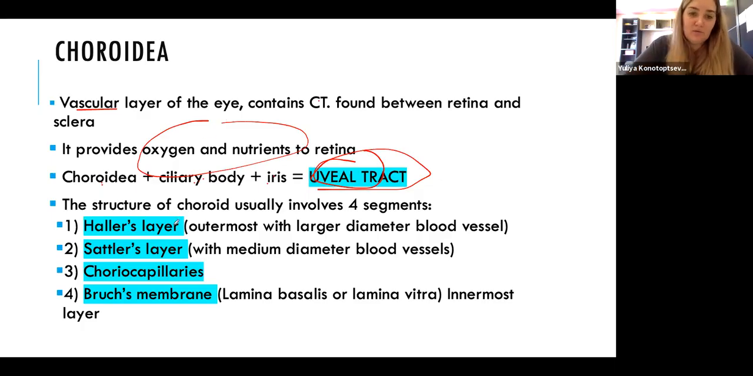What are the layers of the choroid? The top layer, the outermost, is called Haller's layer. That's where we have large diameter blood vessels. Next, Sattler's, medium, and then choriocapillaris, so small blood vessels, and finishing up with Bruch's membrane. Bruch's membrane is just your basal lamina. It's just your basement membrane in a way.